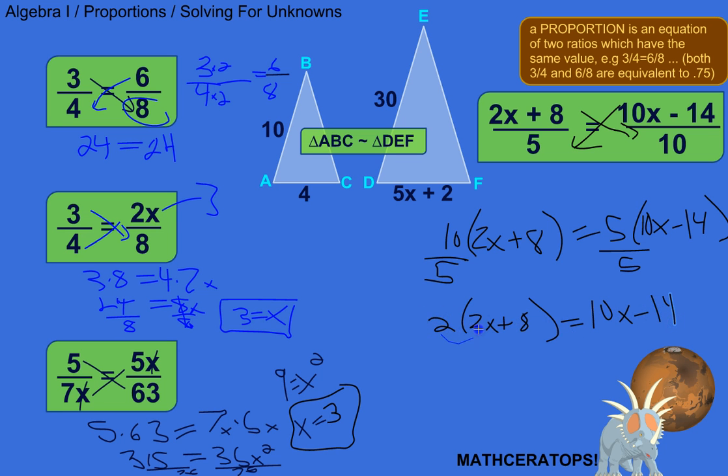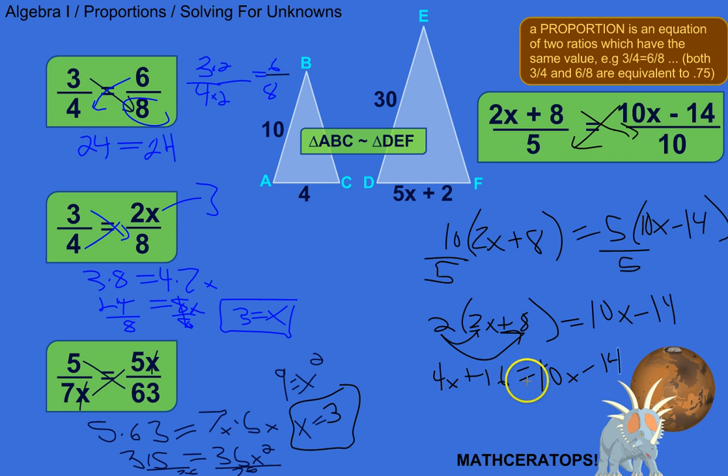Now we need to distribute this. What we wanted to do is get x by itself on one side of the equation, and x is kind of caught up in these parentheses. It's being multiplied. There's just so much going on with x. We need to unravel it first. So we're going to distribute this 2 first. So 2 times 2x is 4x plus 2 times 8 is 16. So looking a little better. 4x plus 16 is equal to 10x minus 14.